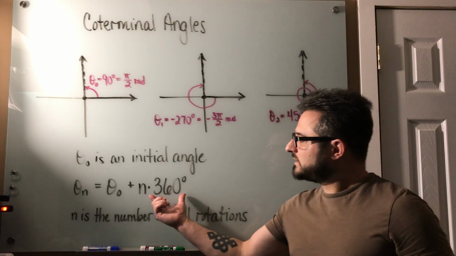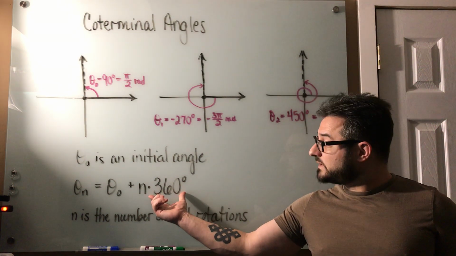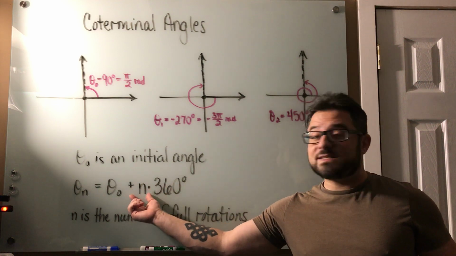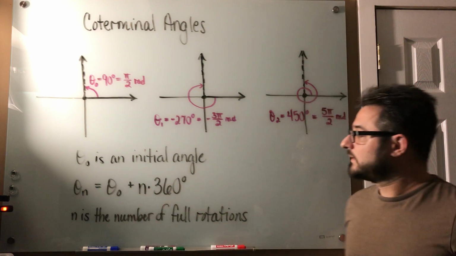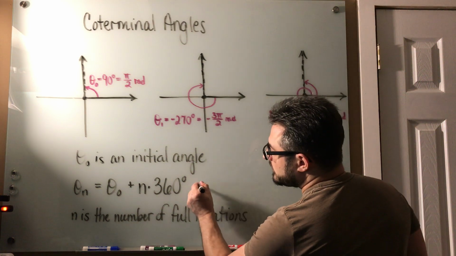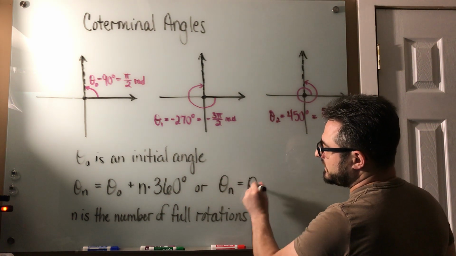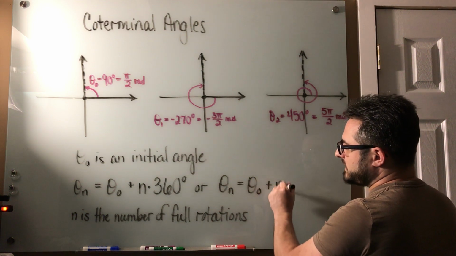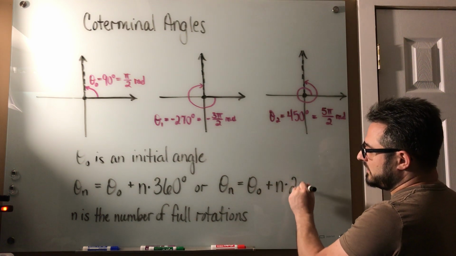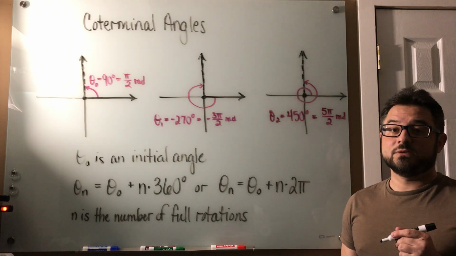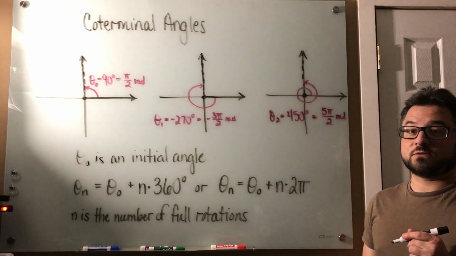That's what the times 360 degrees is. This is one full turn, this many times. Now, if we were to do it in radians, it would be theta sub n is equal to theta sub 0 plus n times, instead of 360 degrees, 2 pi radians represents a full turn of the circle.